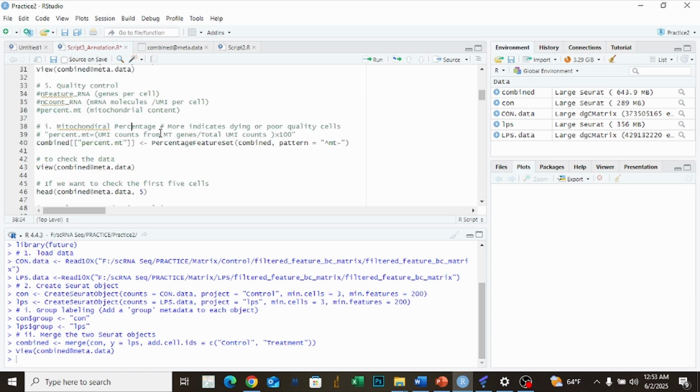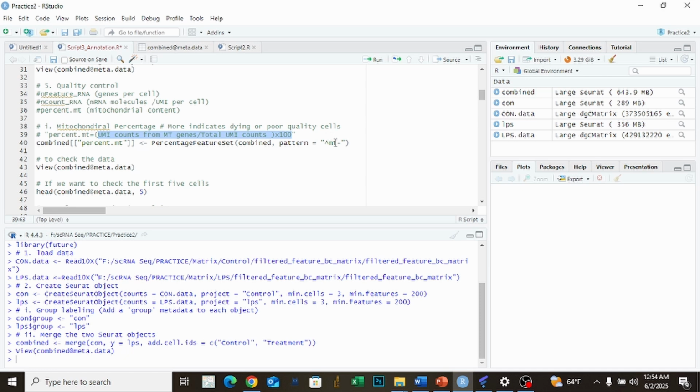Now let's look at the mitochondrial percent. Mitochondrial percent is most important because it tells about the health of cells. If mitochondrial percent is too high, it indicates cells are under stress or apoptosis. Simply we can say cells are dying and are poor quality cells. For this mitochondrial percent, we use this command. In the background, it works by using this formula: UMI counts from MT mitochondrial genes, divided by total UMI counts, multiplied by 100.